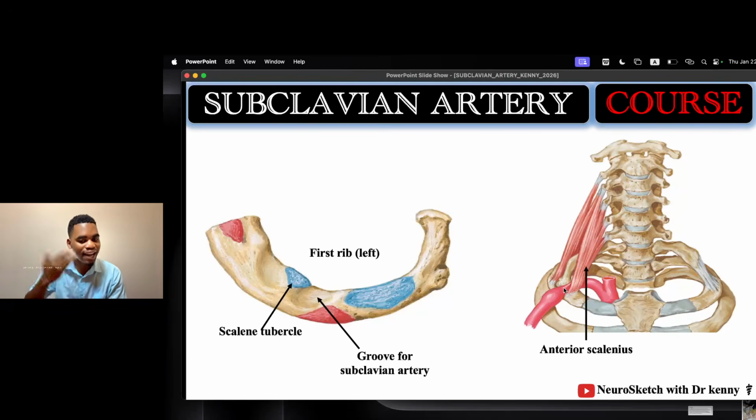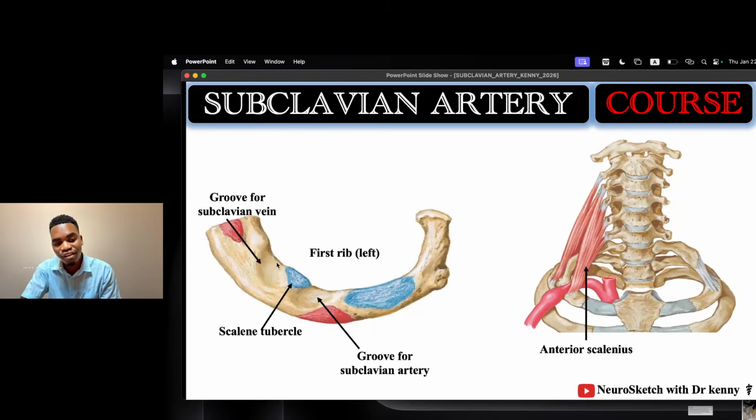Just behind the anterior scalenus, we have the groove for the subclavian artery, and we can see the subclavian artery passing. But also we have a groove on the anterior surface, anterior to the scalene tubercle, which is called the groove for the subclavian vein. So the subclavian vein will pass anterior to the anterior scalenus, but the subclavian artery will pass behind the anterior scalenus muscle.